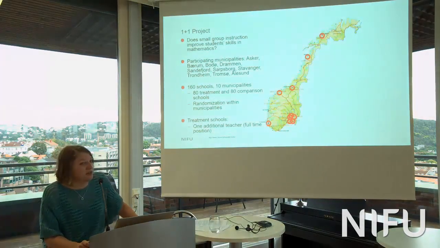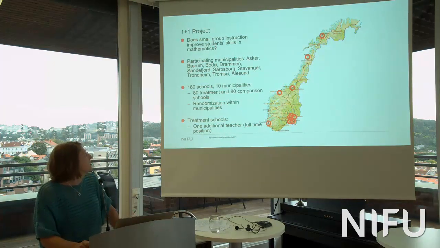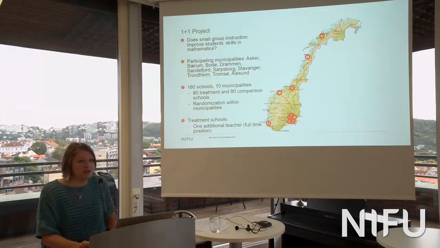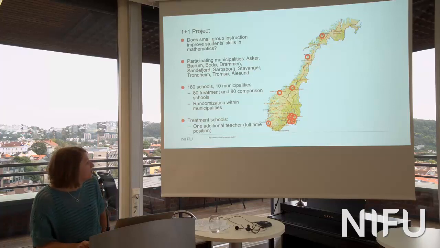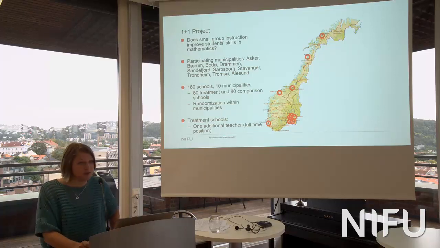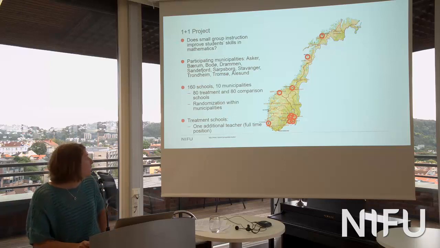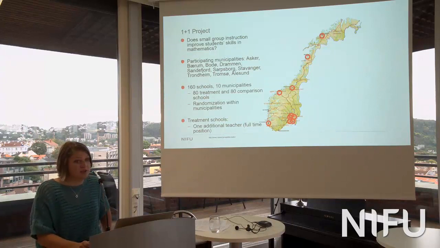So what do we do in this project? Well, the question we're asking in the 1+1 project is, does small group instruction improve students' skills in mathematics? And the participating municipalities, we have 10 participating municipalities spread all over the country. You see them with the red circles there. Asker, Bærum, Bodø, Drammen, Sandefjord, Sarpsborg, Stavanger, Trondheim, Tromsø, and Ålesund. In these municipalities, we have a total of 160 schools, where 80 of the schools are in the treatment group and 80 of the schools are in the comparison group. And we have a stratified randomization, like Martin talked about, within the municipality.